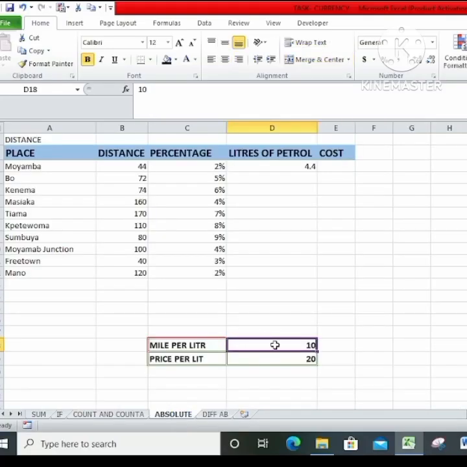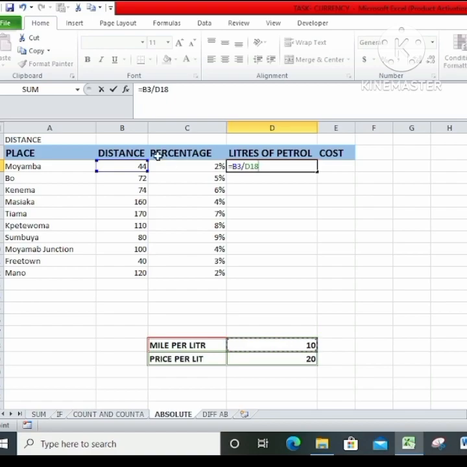So we are to make this 10 remain constant, not allowing Excel to move to another step. We all know when we copy a formula down, Excel moves downwards. So since we want to divide 72 by 10, we have to make 10 here an absolute, not allowing Excel to move one step here. So how am I going to do that? Let's clear this now. Input our equals sign. Now, B3 divided by 10 here, which is the mil per liter.